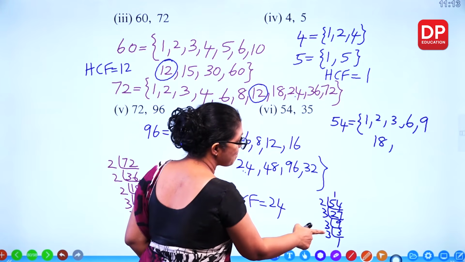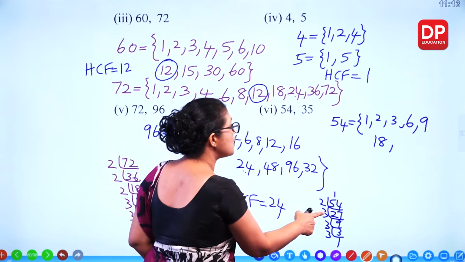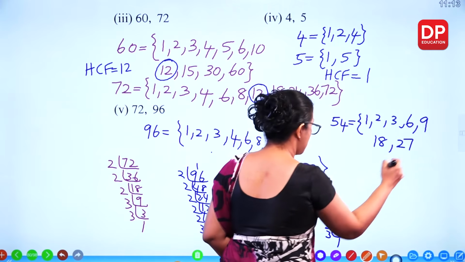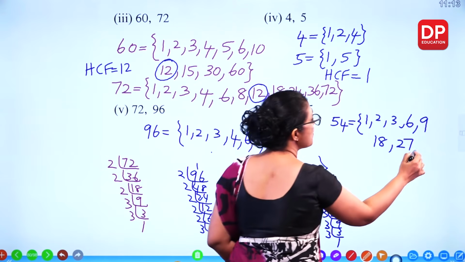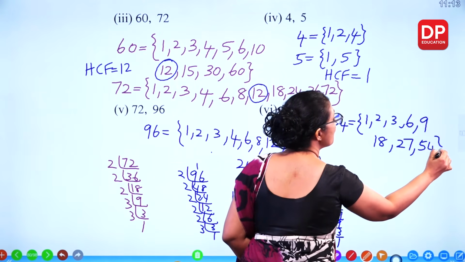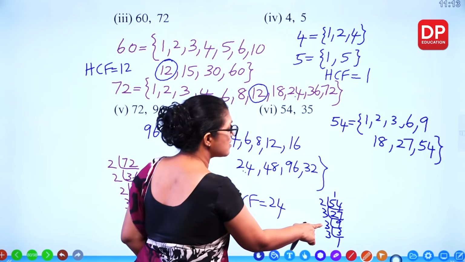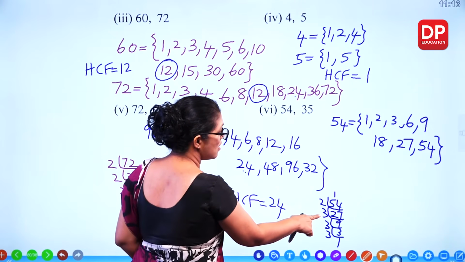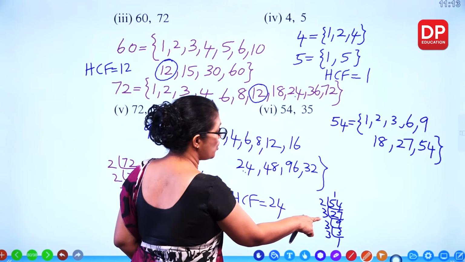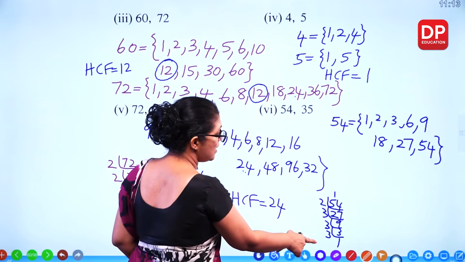What else? 3 times 3, 9. 9 times 3, 27. And then 54 times 1. Check again. 6, 9 we wrote. 9 times 2, 18.